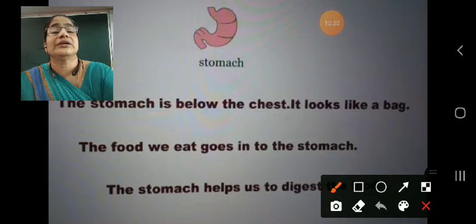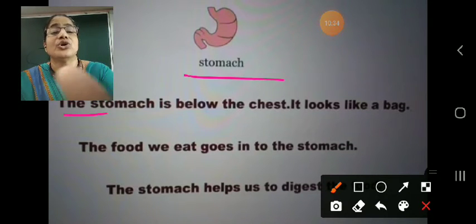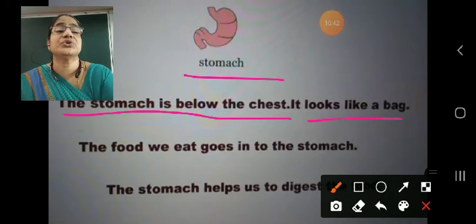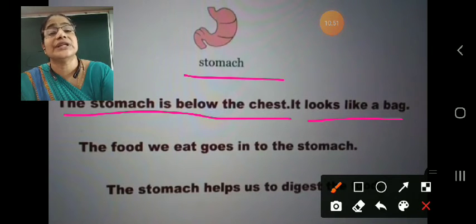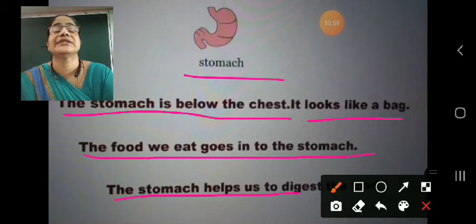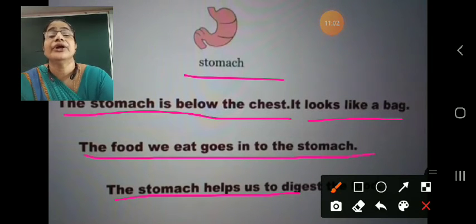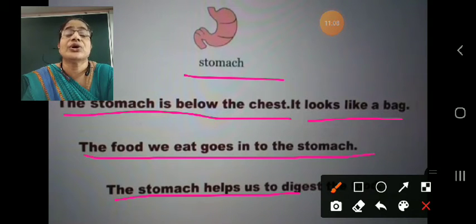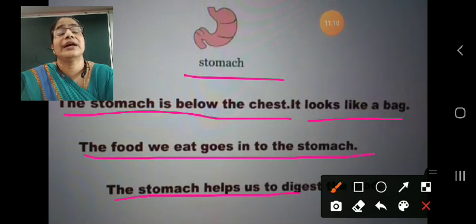Next internal body part is stomach. The stomach is below the chest, and it looks like a bag. The food we eat goes into the stomach. The stomach helps us to digest the food. Whatever you take, the food goes into the stomach, and the stomach helps us to digest that food.